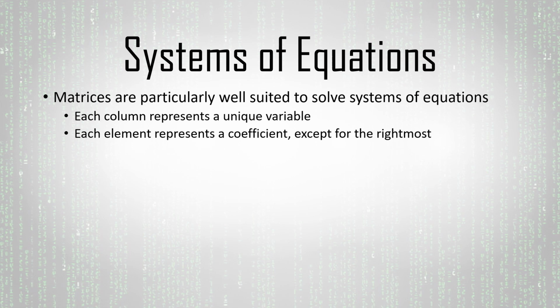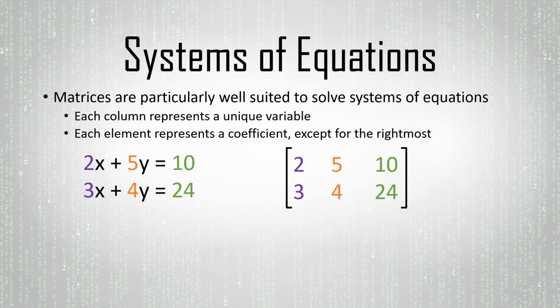Matrices are known to be particularly well suited to solve systems of equations, where each column represents a unique variable and each element represents a coefficient. So for example, here we have 2x plus 5y equals 10 and 3x plus 4y equals 24. We take the coefficients of the x's and line them up in the matrix over here. And we take the coefficients of the y's and line them up in the y column right here. And then we take the constants and line them up right here in the constant column to solve the equations using matrix operations.